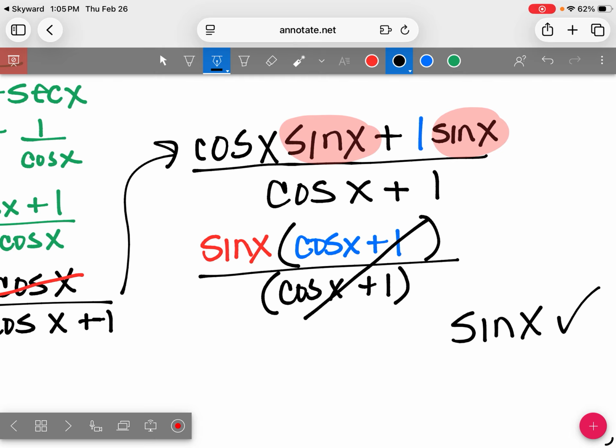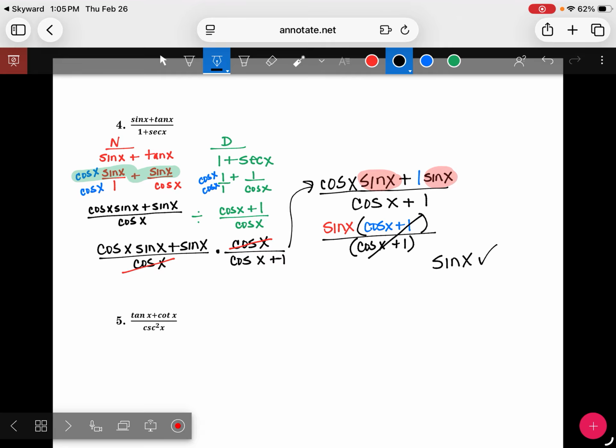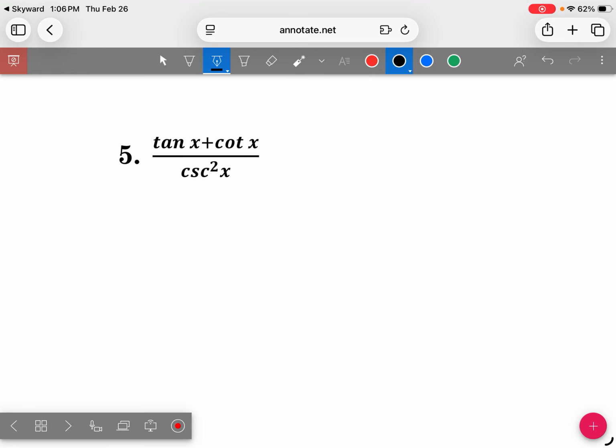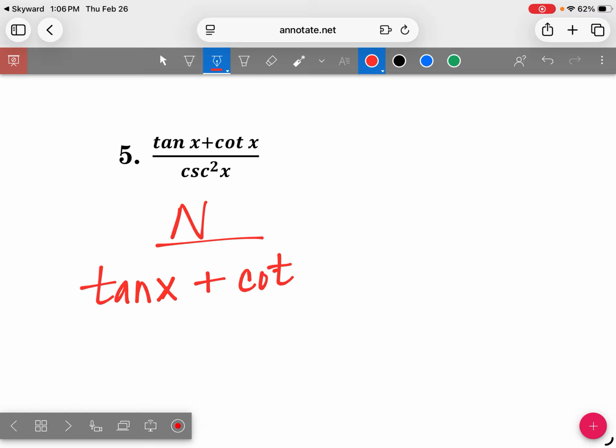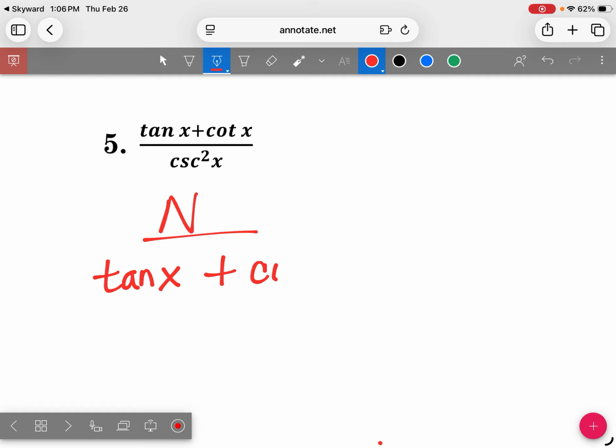So that's why it's really important that you're able to recognize, especially how to change things in terms of sine and cosine. All right, let's look at number 5. Same thing. Let's separate it out. Numerator. Go ahead and rewrite this in terms of sine and cosine. And again, this does not equal 1 because I'm not multiplying them. I am adding. That's not the same thing. So let's go ahead and rewrite this.